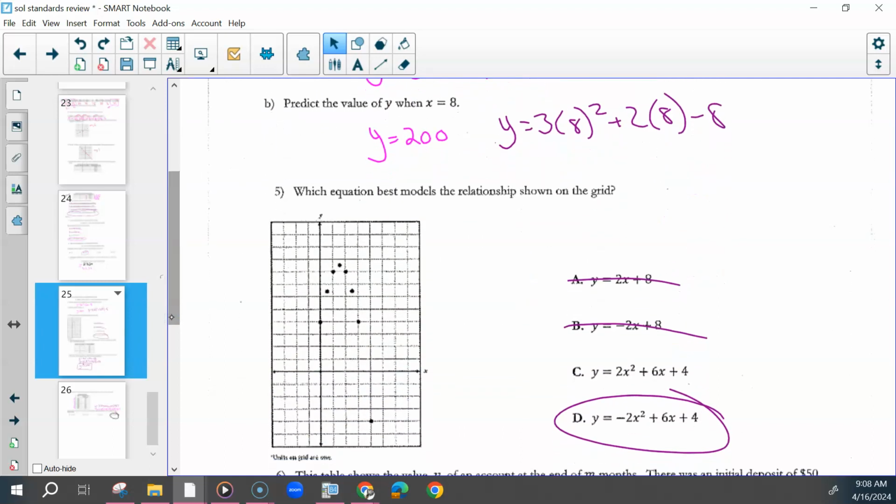And then for part 5, you should have been able to do this. You know it's going to be something that's curved because of the parabola shape. So it couldn't be A or B, and then it's facing down, so it has to be B.